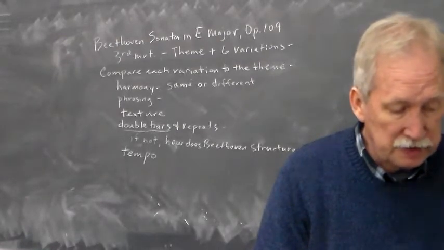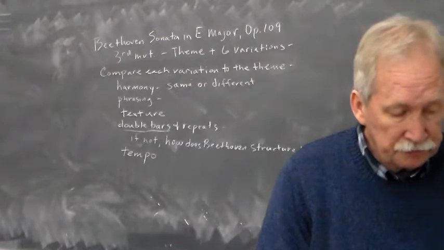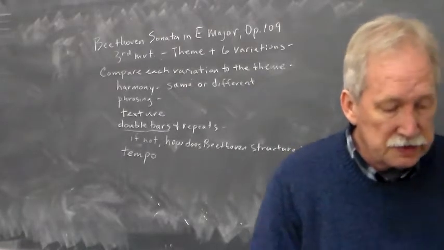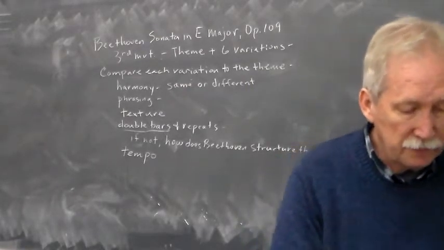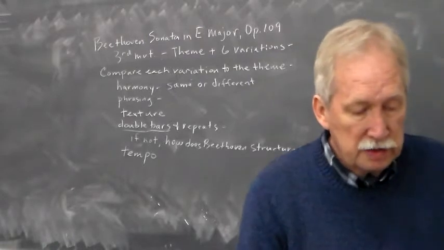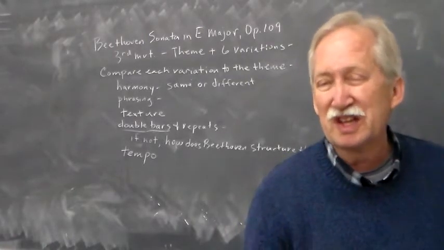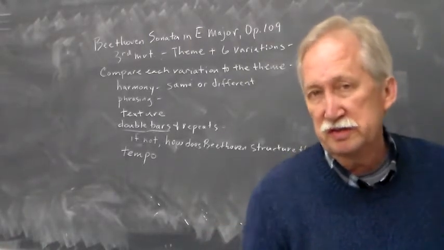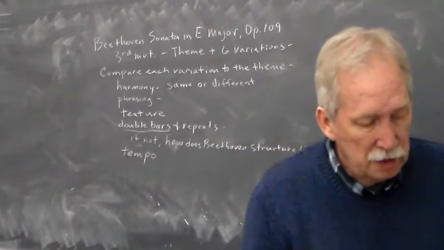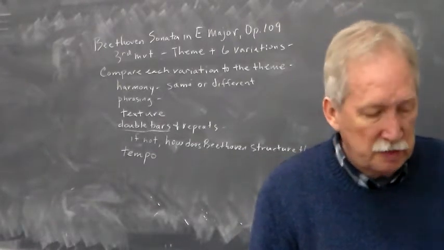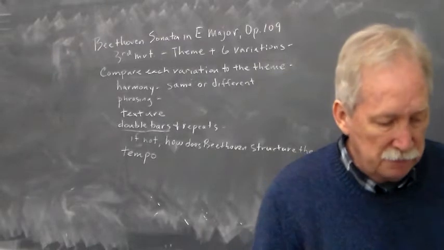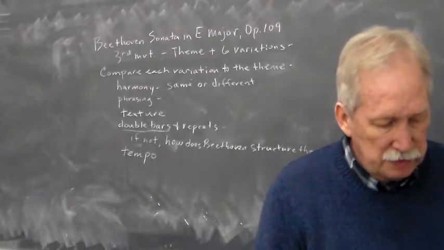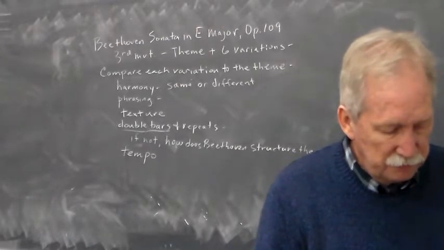Variation 4, it says a little less andante and more adagio than the theme. So in other words, a little bit slower than the original tempo of the theme. And he writes in German somewhat slower than the theme. So that has a tempo shift.